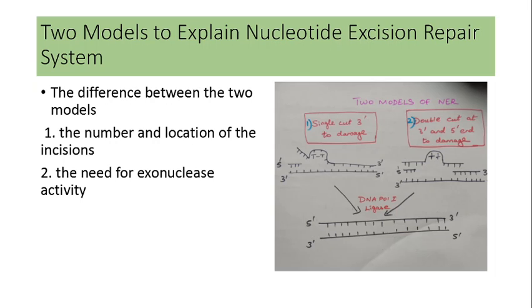The UvrABC endonuclease will recognize the distortion caused by the pyrimidine dimer and make an incision. It makes an incision on any one side, either nearer to the 3' or nearer to the 5', and gives a cut. It cuts the phosphodiester backbone of the DNA. The DNA polymerase I exonuclease activity has a very important role.